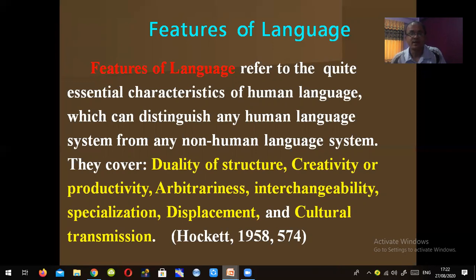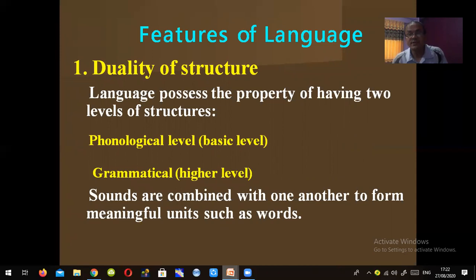That means they are duality of structure, creativity, productivity, arbitrariness, interchangeability, specialization, displacement, and cultural transmission, according to Hockett. So, in the linguistic arena, these features are noted down, and on the basis of these features, we characterize language. So let us talk about them in short.